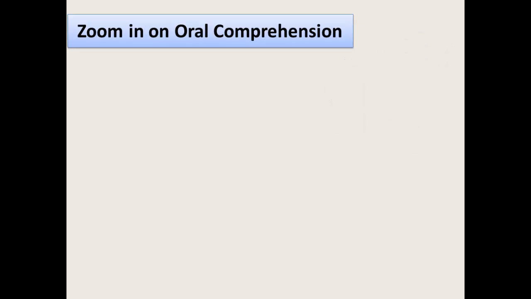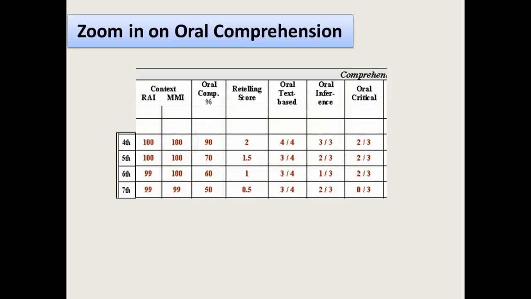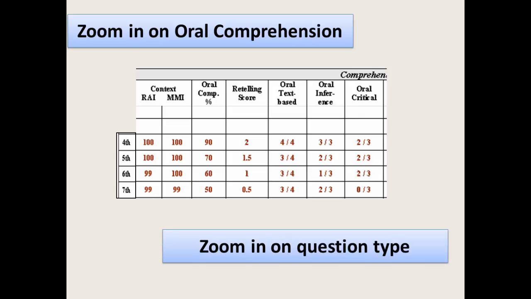So, let's look at the oral comprehension that connects with it. Where do we look? Right here, oral comprehension. 4th grade, we had a score of 90. Solid, clearly independent. 5th grade, clearly instructional. But when we get to 6th, that's the first sign of a red flag concern. 7th, we see frustration. So, let's zoom in on the question type.